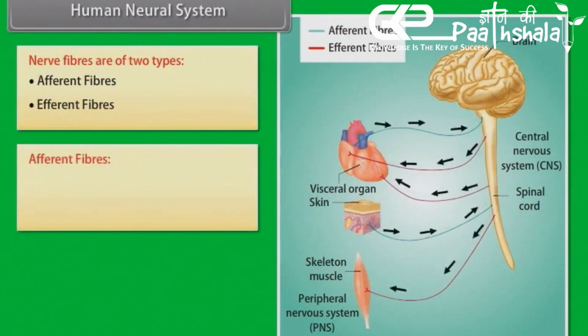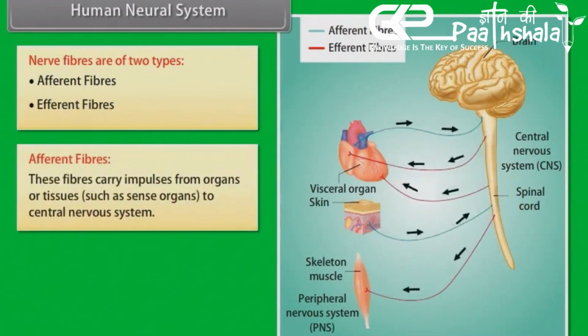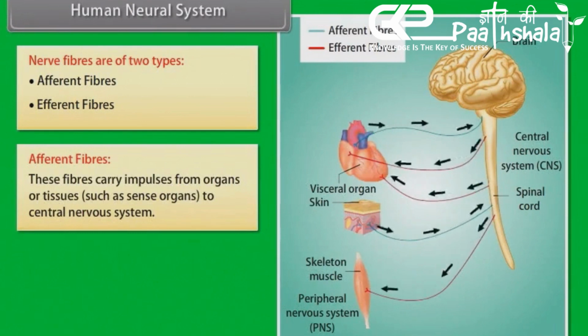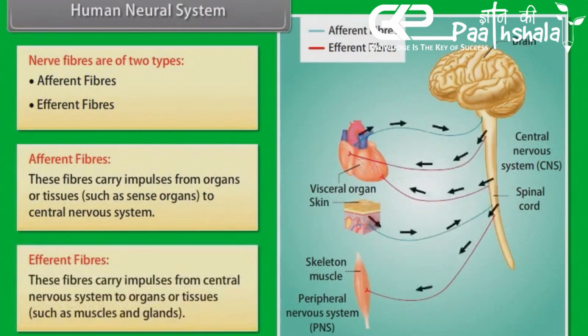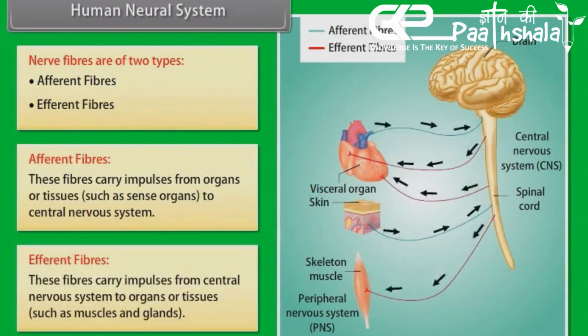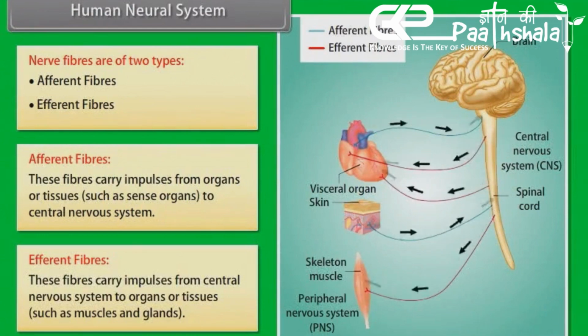Afferent fibers. These fibers carry impulses from organs or tissues, such as sense organs, to central nervous system. Efferent fibers. These fibers carry impulses from central nervous system to organs or tissues such as muscles and glands.